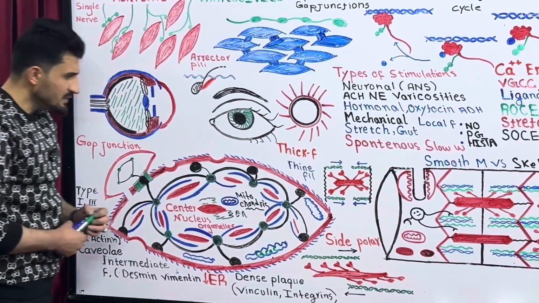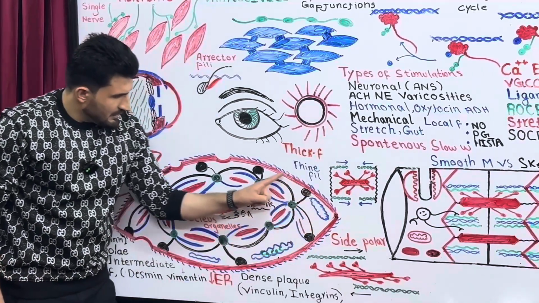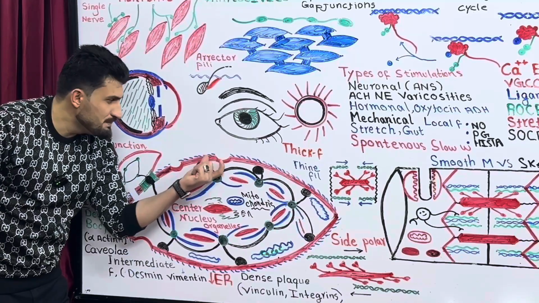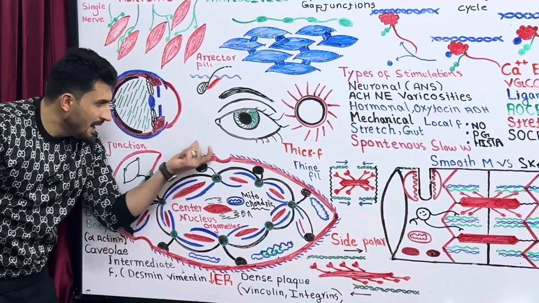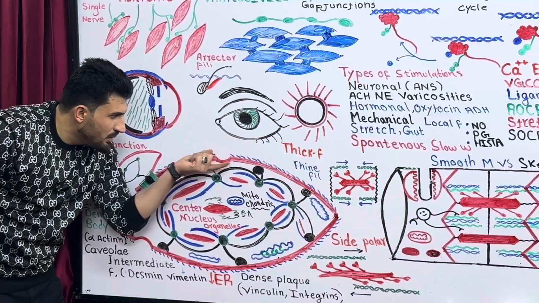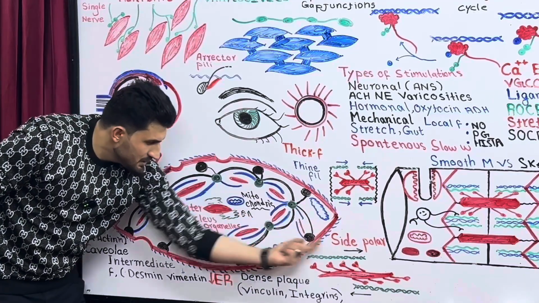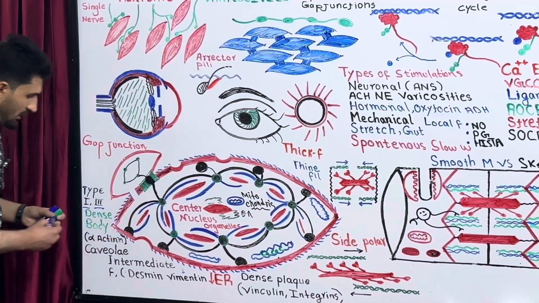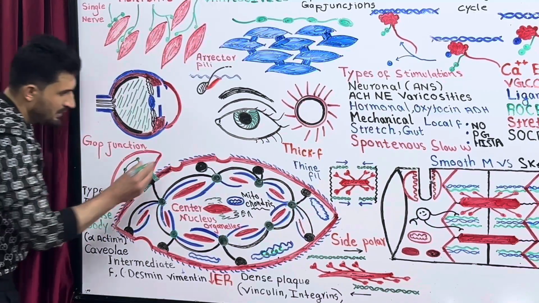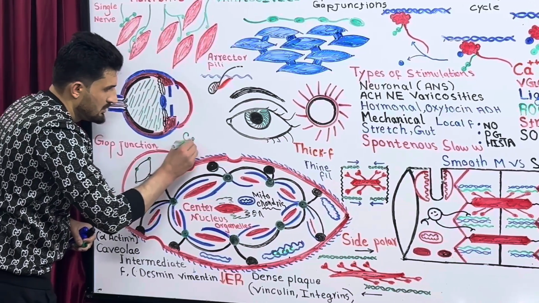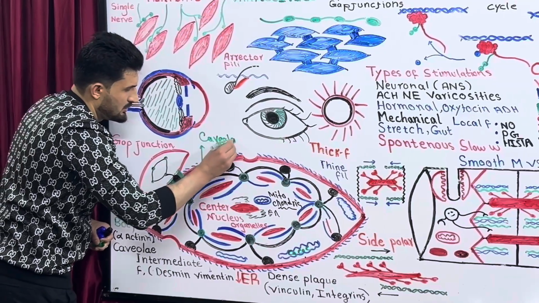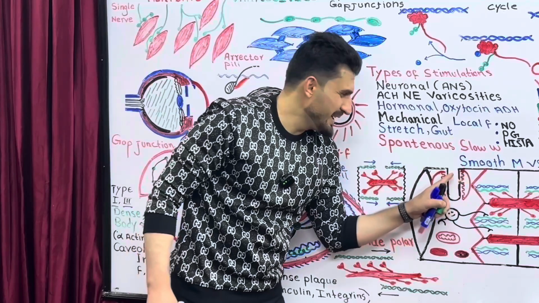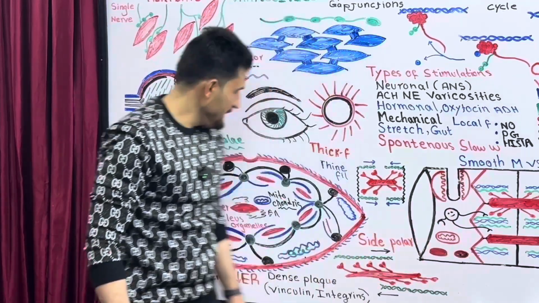Now, in the cell membrane of smooth muscle, we have some invaginations, some deep areas, okay? And these small depths or small invaginations in the cell membrane are called caveolae. They are called caveolae, okay? But in skeletal muscle, we had T-tubule, okay?